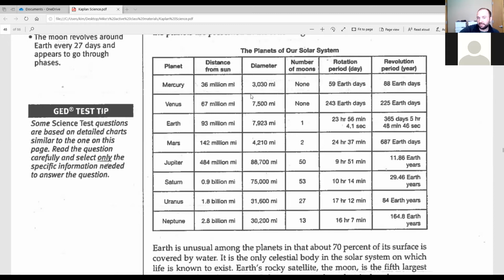Venus is the next furthest out, 67 million miles away, 7,500 miles across, so very similar in size to Earth. Venus also has no moons. A day on Venus is 243 Earth days. It's the longest day that we have in our solar system. And a year is 225 Earth days. So on Venus, a day is actually longer than a year, which is crazy to think about, right?